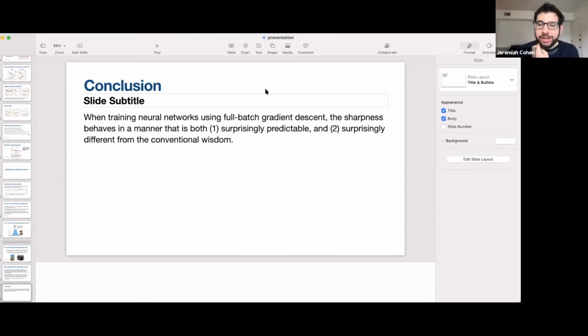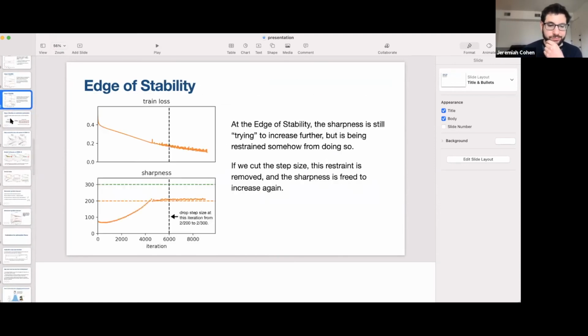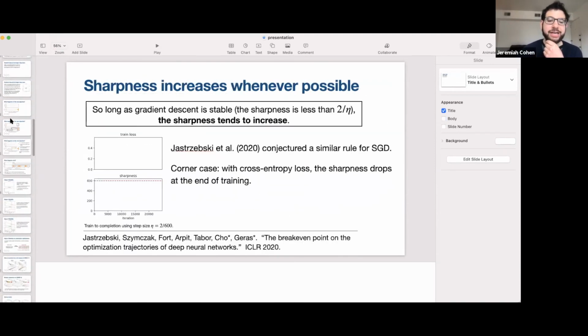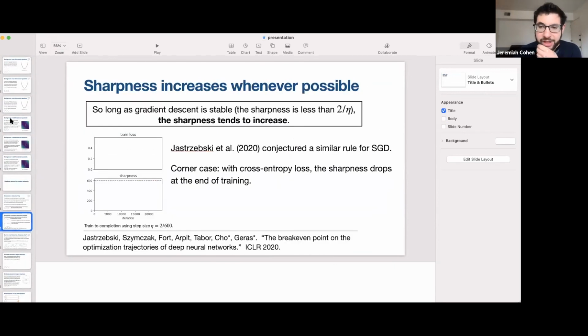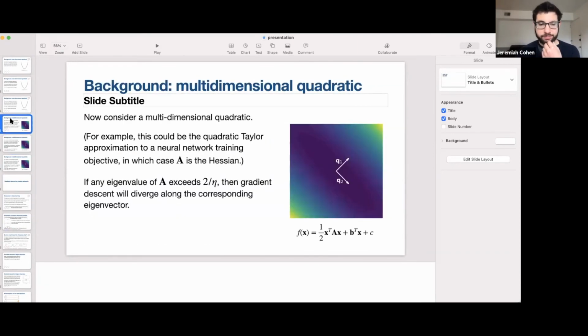Okay, Pratyush asked, does this mean that neural networks never diverge? No, they do. If you trained at anything larger, they would diverge. They do diverge with full batch gradient descent. It's just that it's not predictable from the sharpness, and the learning rates at which they would diverge are much greater than what you would expect just from looking at the sharpness.